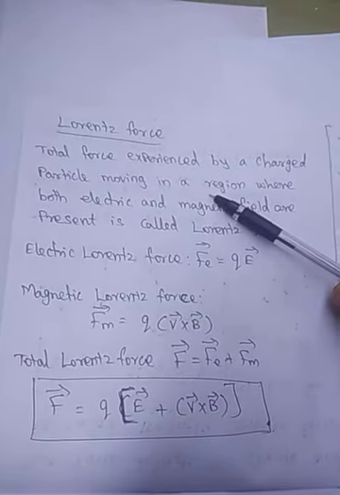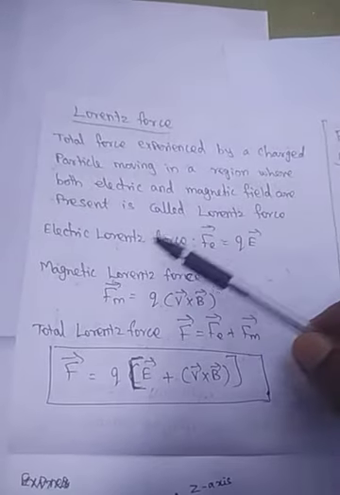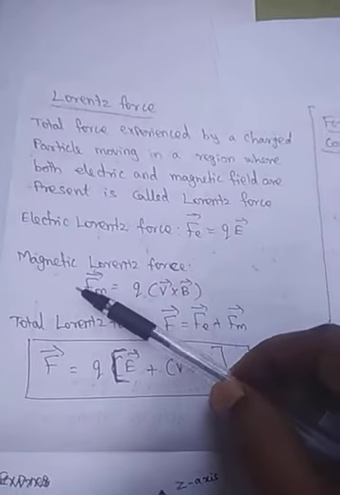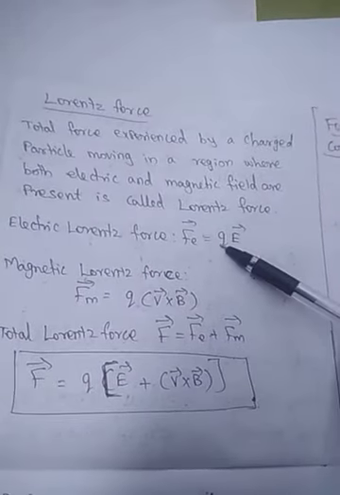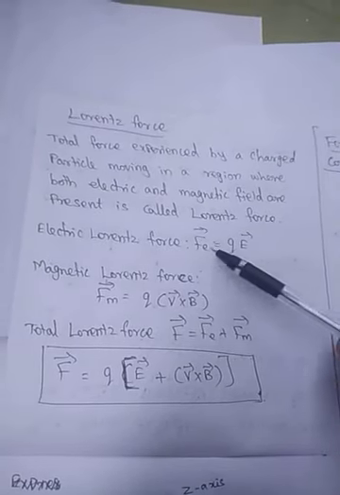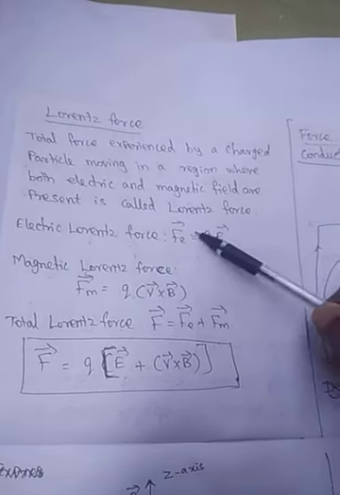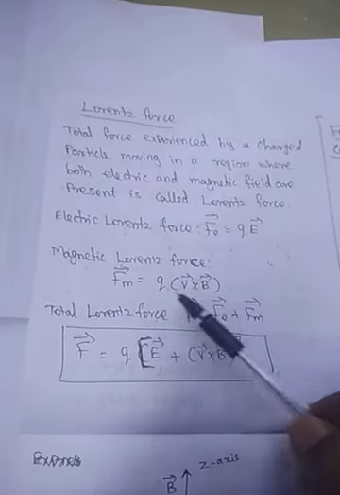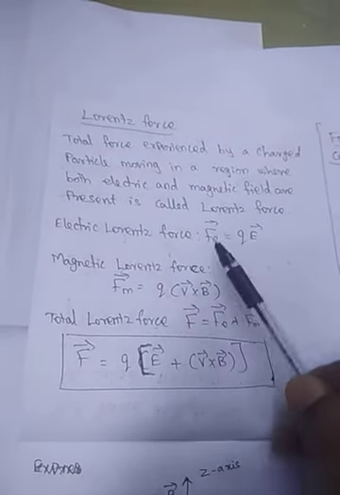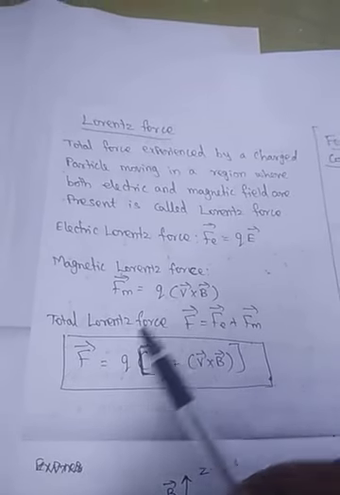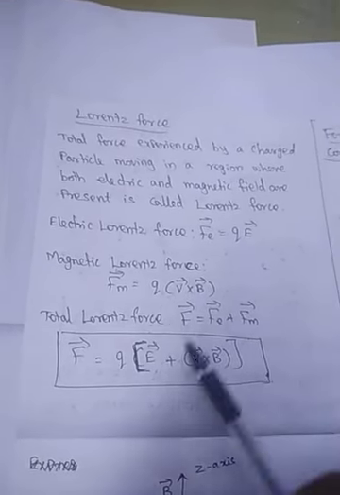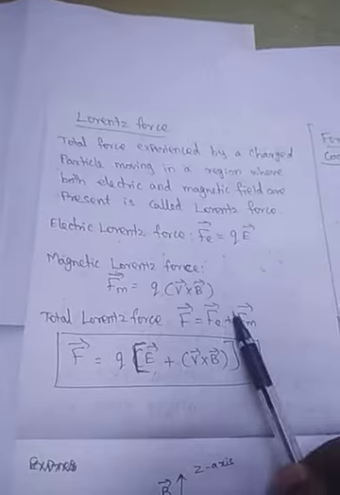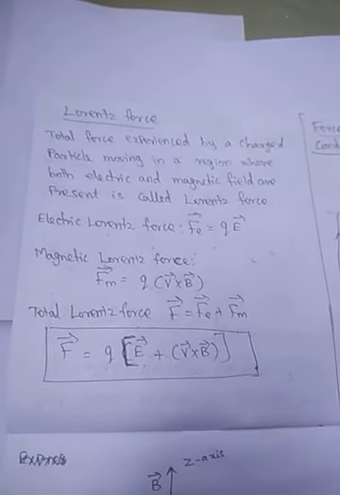Similarly, the Lorentz force can be classified into two things: electric Lorentz force and magnetic Lorentz force. Electric Lorentz force, we have already studied: F is equal to QE. If we add these two things, we get the total Lorentz force. Q can be taken outside as common: Q times E vector plus V vector cross B vector.